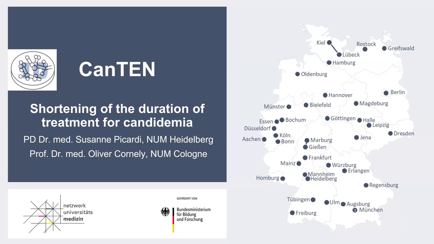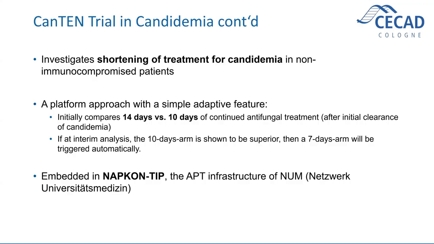So a quite different example of how APT methodology can be applied is the CAN10 trial, the CAN10 project that investigates shortening of the duration of treatment for candidemia. CAN10 will be conducted within the NUM network, NUM being the network of German university hospitals. CAN10 investigates the shortening of treatment for candidemia in patients who are not immunocompromised.